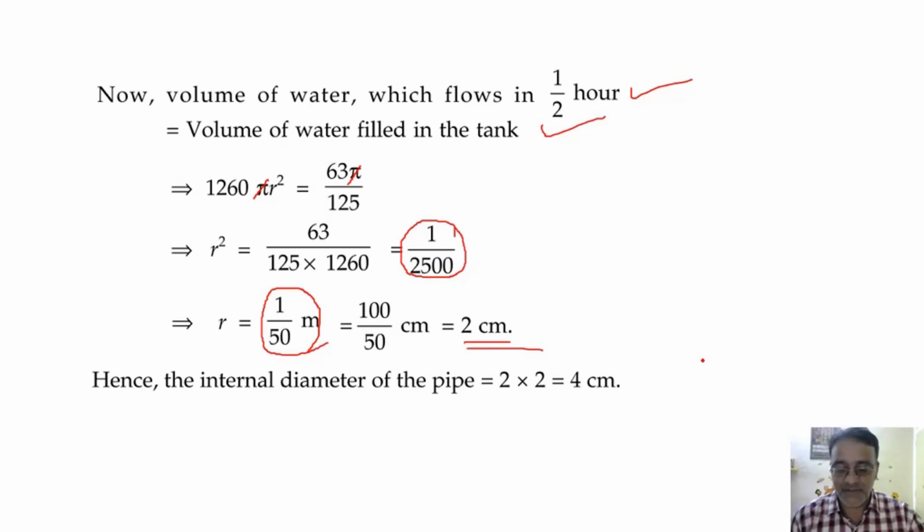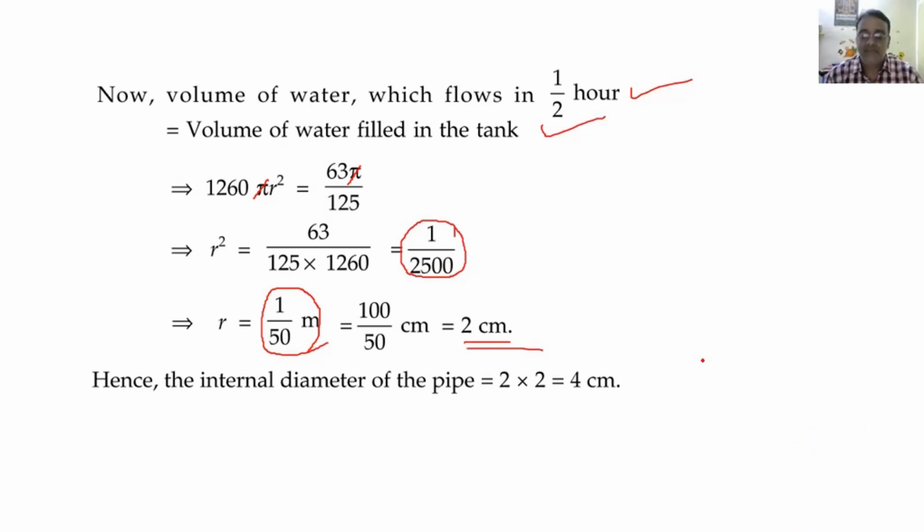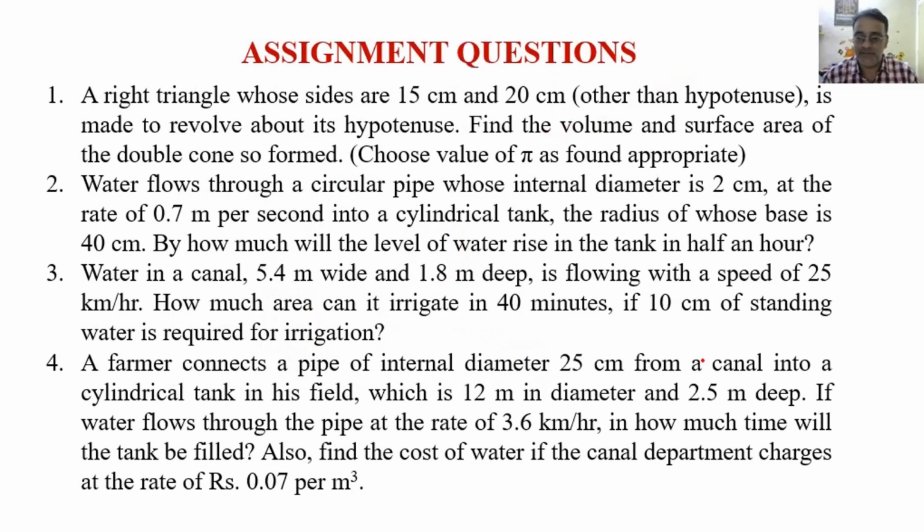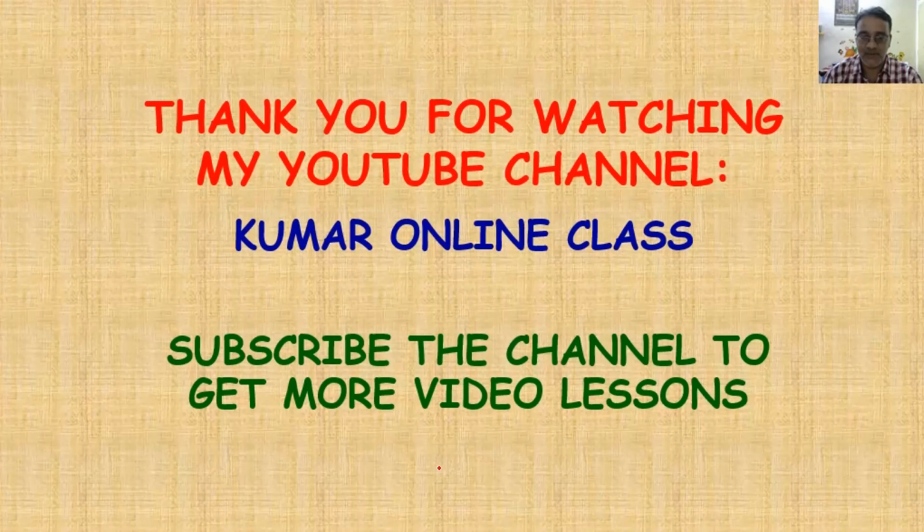Any doubt in this question? No, sir. Okay, so this is the last question. Now we'll move towards the next section, the assignment questions. The first question is related to double cone. The second, third and fourth questions are related to speed. Okay, so you have to complete them during this vacation. And that's all for today's class. Thank you very much.